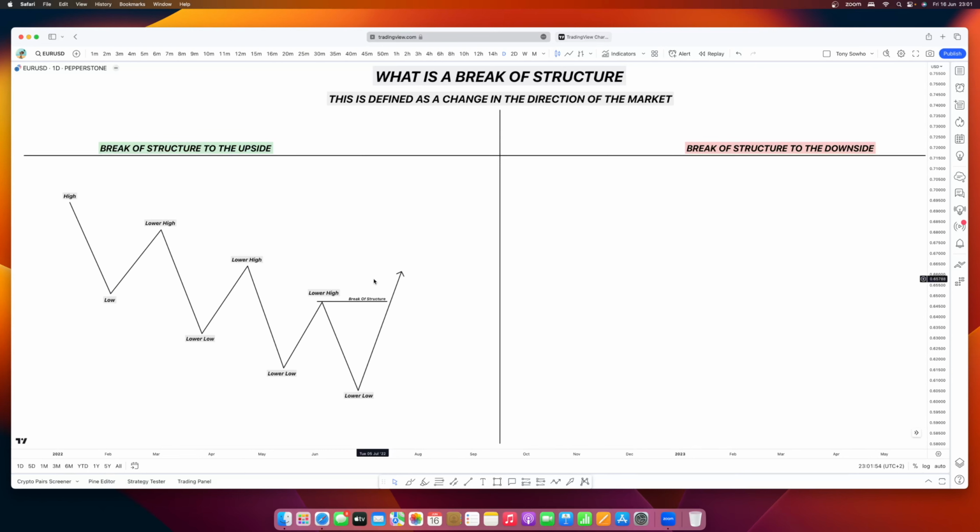So now in this area, that point where price takes out and closes above the previous lower high, or the most recent lower high. I'm not talking about this lower high now. I'm not talking about this lower high. I'm talking about the most recent lower high. That is what we call a break of structure to where? To the upside, because now price has broken structure to the upside.